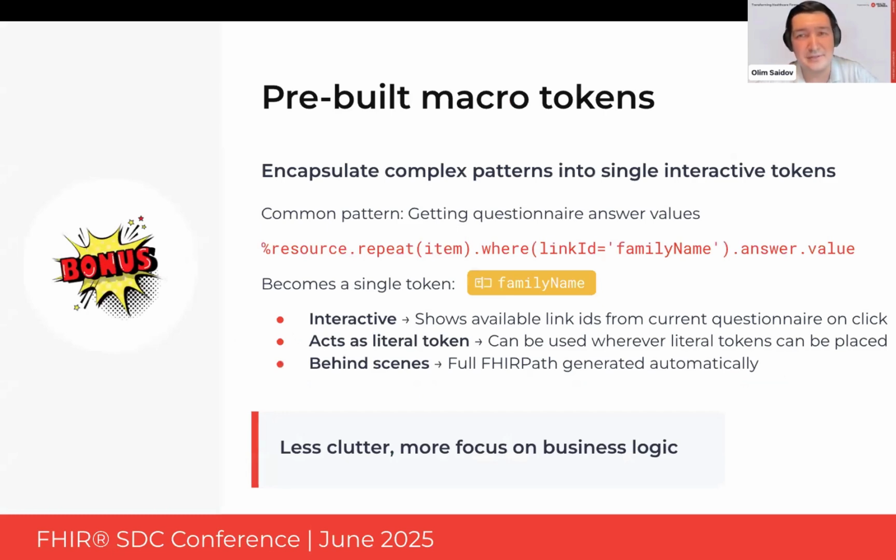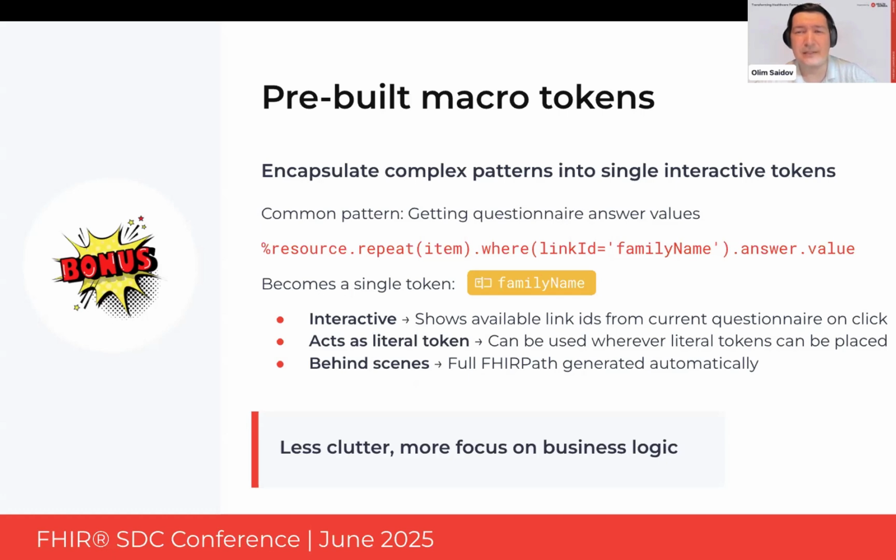And here is the bonus feature that makes life even easier. We have identified common patterns that appear repeatedly in clinical forms and wrapped them into pre-built macro tokens. So what's the most common pattern? It is getting answer values from questionnaire response items. Normally, this requires navigating through the questionnaire response structure with repeat if you have many nested items, and then calling where, and then accessing answer.value fields. So it's the same pattern every time, but it's tedious to build.